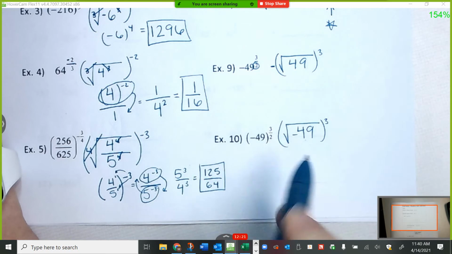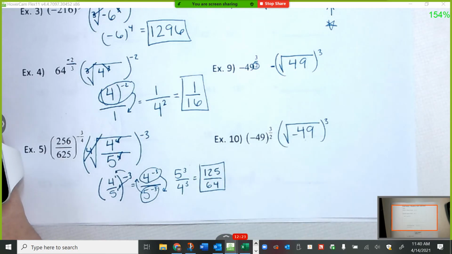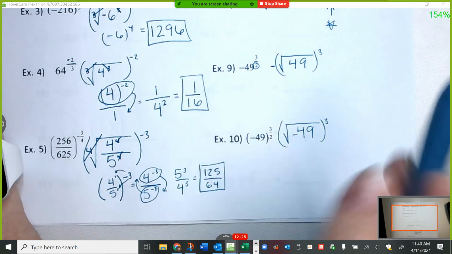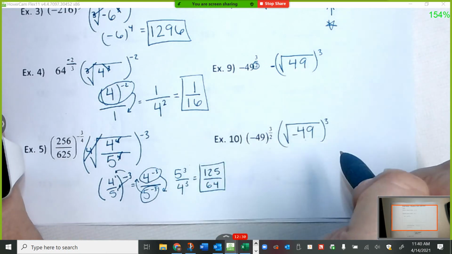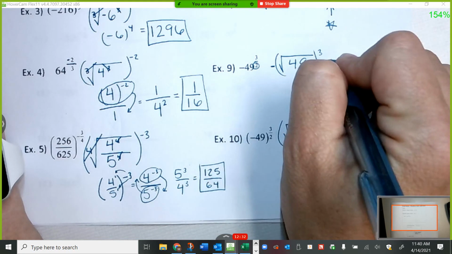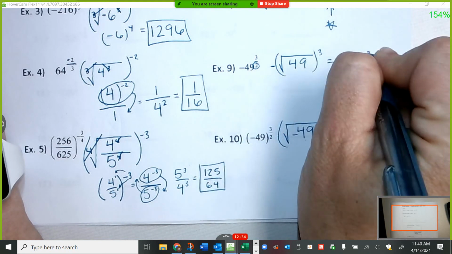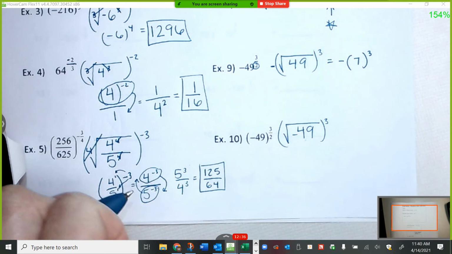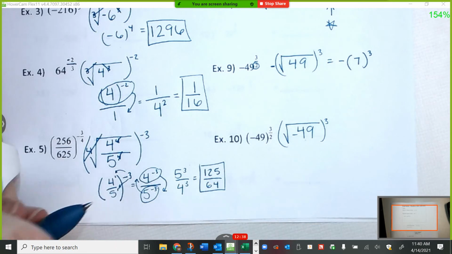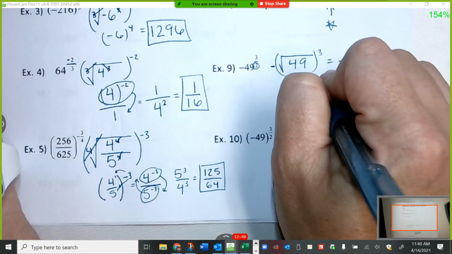But this is a square root. Can you take the square root of a negative? No. So let's finish this one. What's the square root of 49? 7. So I get 7. 7 cubed is 343. So this equals negative 343.